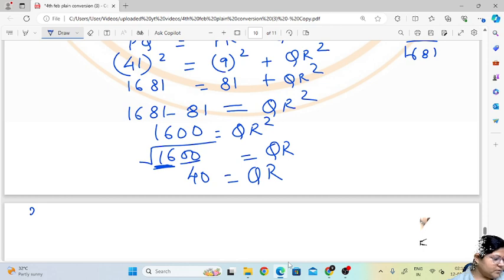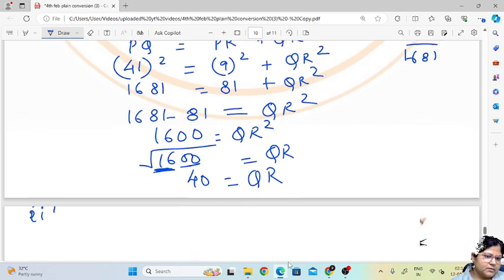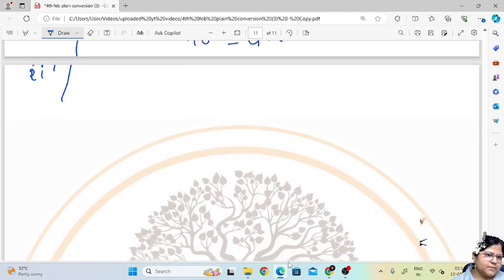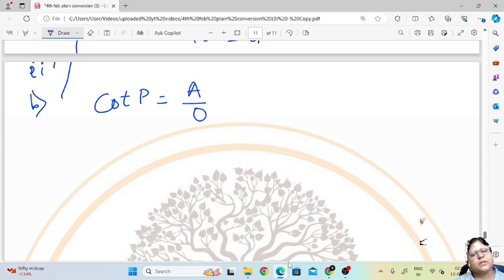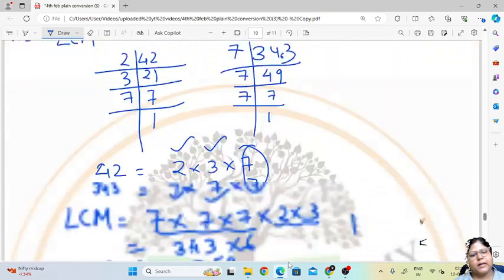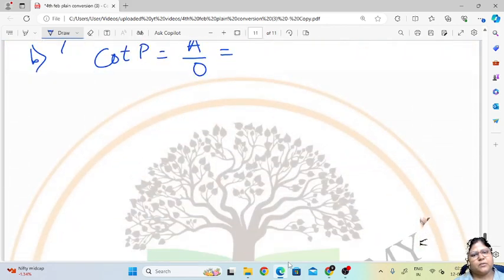Okay. The second part of the question is the B part. The value of cot P. Now cot is just the opposite of tan. Tan is opposite upon adjacent, so cot will be adjacent upon opposite. Adjacent is 9 and opposite is 40. So 9 upon 40.